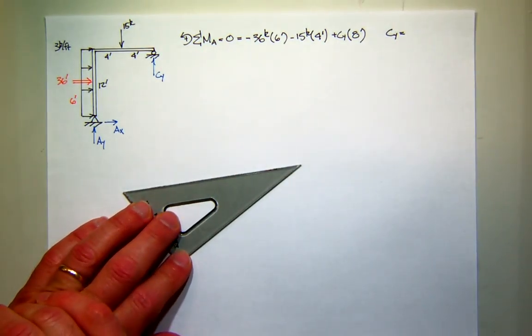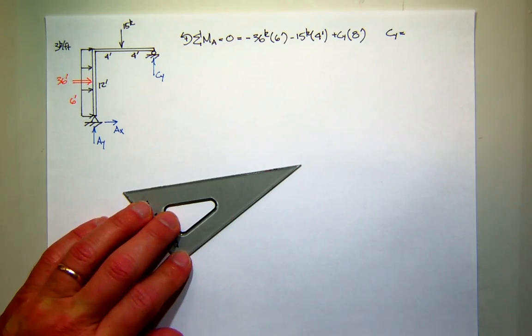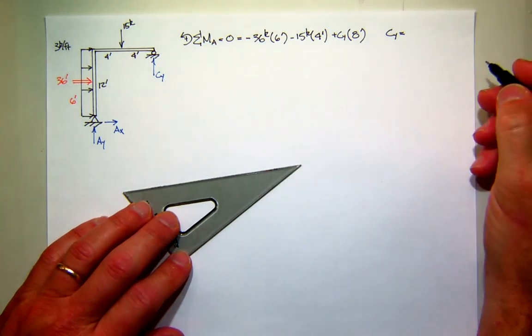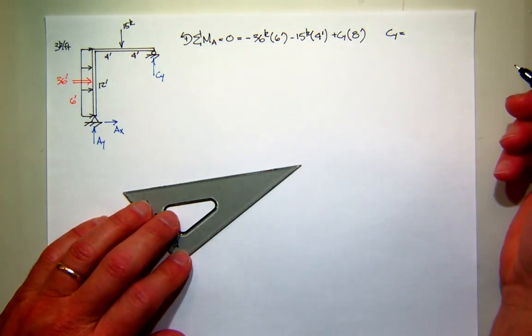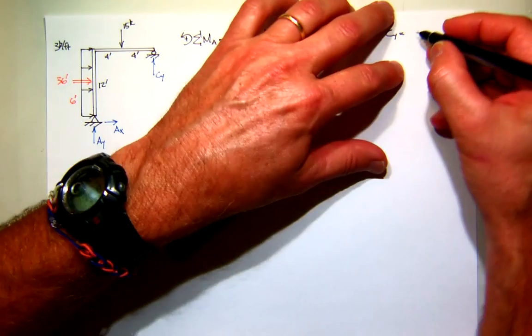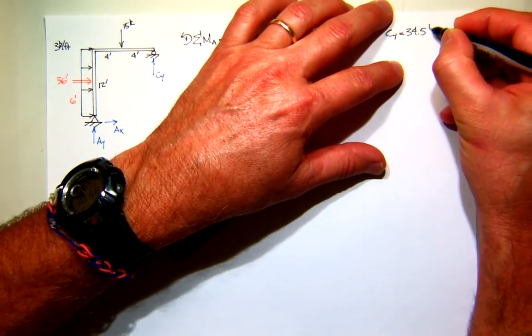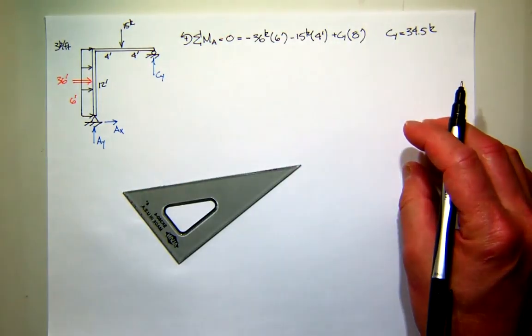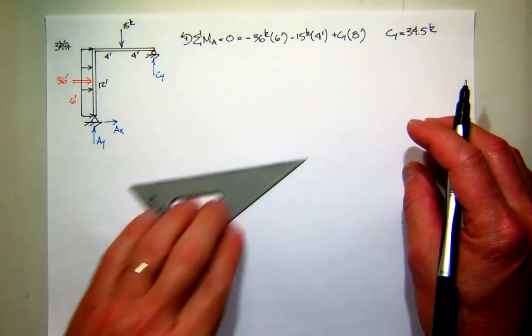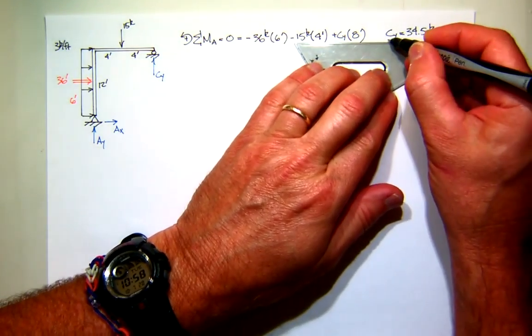Oh, I need some help with that. Anybody got any ideas? 34.5? Yeah, 34.5. Did you just take out that other bar? From the original problem we were looking at, you just took out the other bar? I just took out the other bar. That's what it is. There is nothing on from C to D.